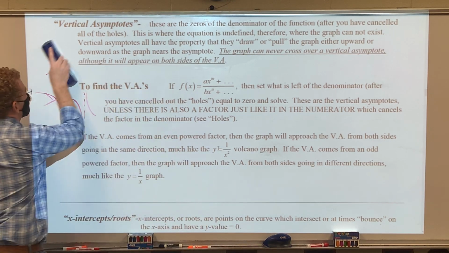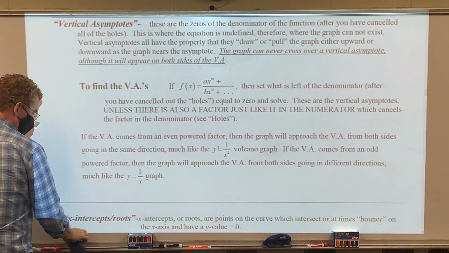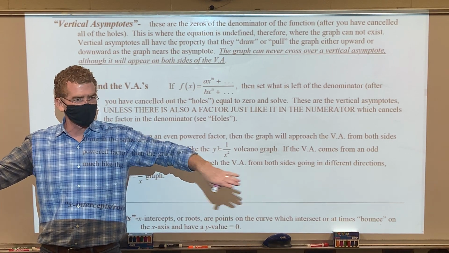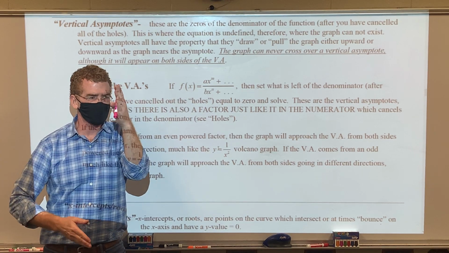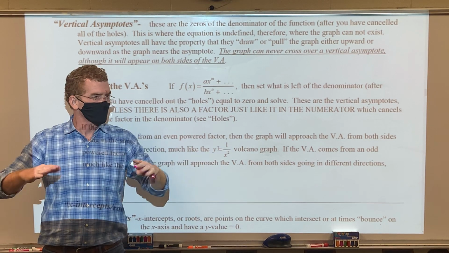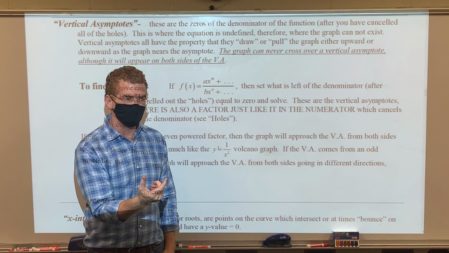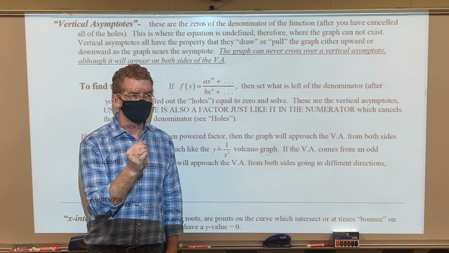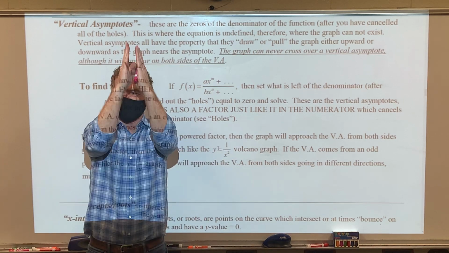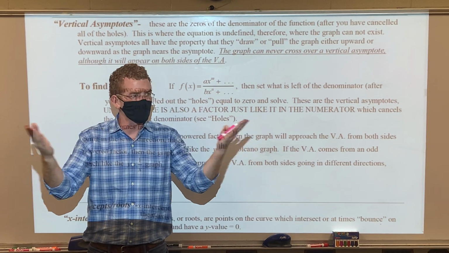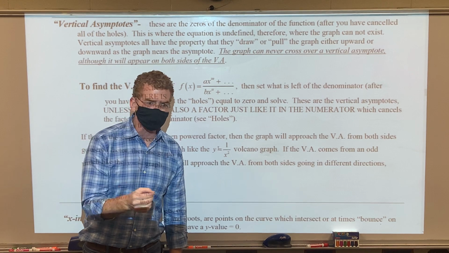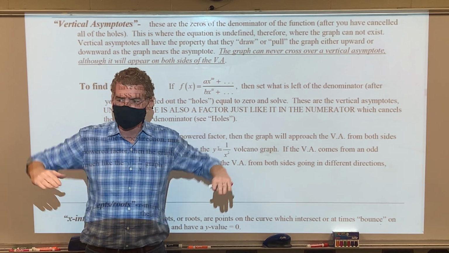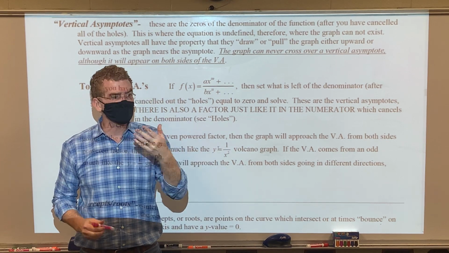Are you with me? Oh, and another thing of note, did you notice the difference between a 1 over x graph that does this and a 1 over x squared that does this? Well, if the factor in the denominator that gives you your vertical asymptote has an even power, it makes the asymptote follow it in the same direction, either up and up or down and down. If it's an odd power, like 1 over x, different direction. Even power, like 1 over x squared, same direction. So that's something else you'll need to notice.